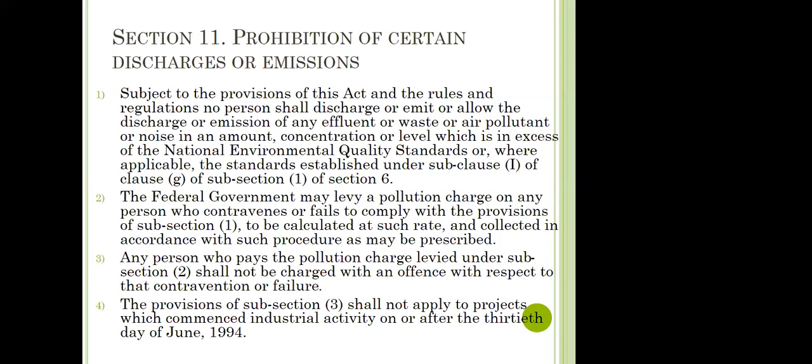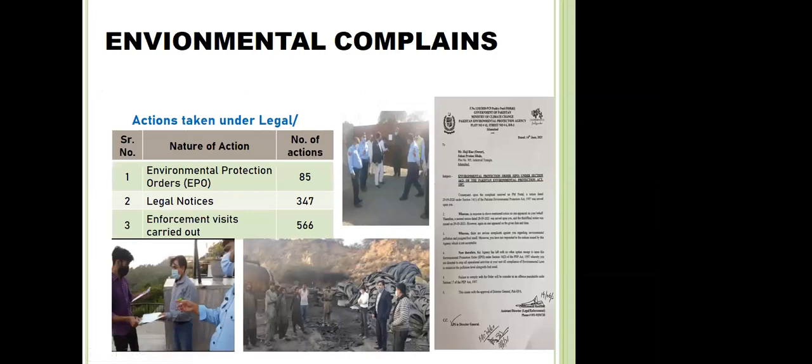Any person who pays the pollution charge levied under the subsections shall not be charged with an offense with respect to that contravention or failure. The provision of the subsection shall not be applied to projects which commenced industrial activity on or after the 30th day of June 1994. But these industries commenced operation before 1994. They submitted their EMPs, environmental management plans, and they tackle it well in their premises, and they installed many systems.